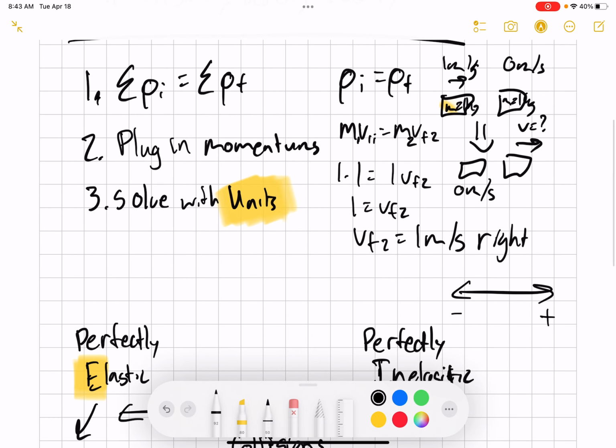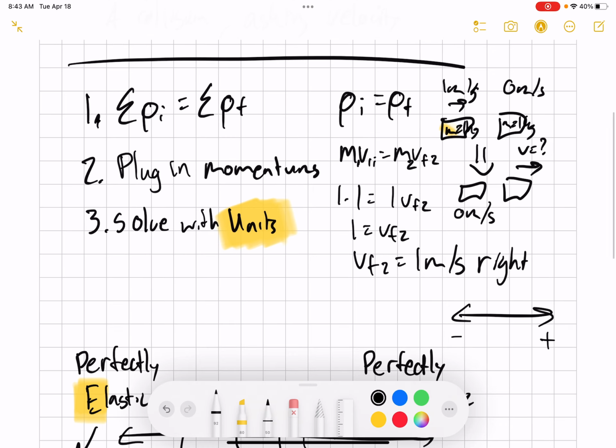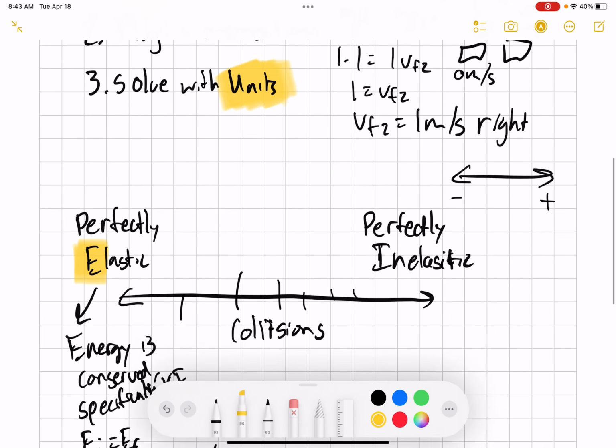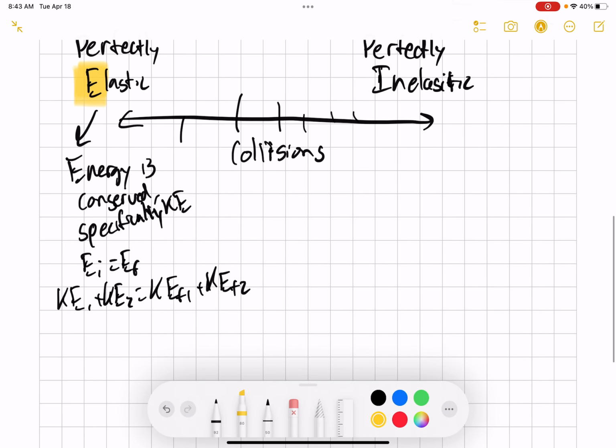Now, anytime you have two objects colliding, there isn't friction over a long period of time, it's a very short period of time, so you can always use Pi equals Pf, or maybe better yet, write it as the sum of Pi equals the sum of Pf. So that's always valid. But in the special case of elastic, you can also use this.